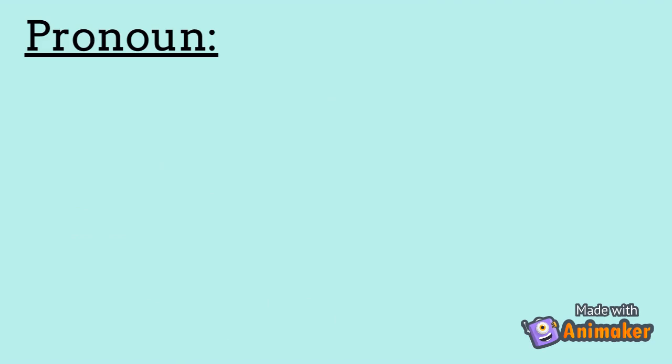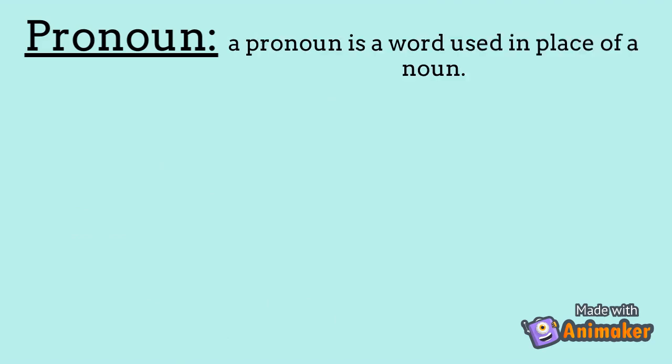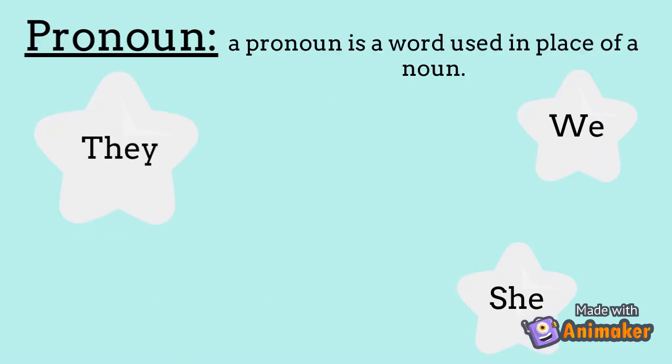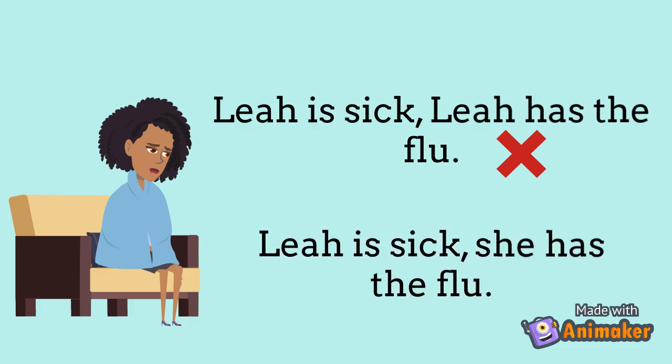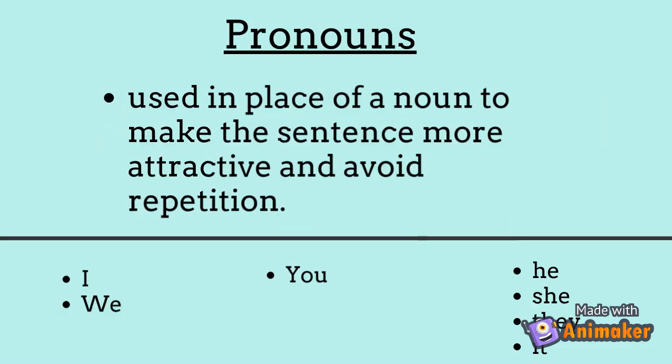Moving on to pronouns. A pronoun is a word used in place of a noun. They, she, we, it. These are all examples of pronouns. In this sentence, Leah is sick, Leah has the flu. This is not an ideal sentence because of the repetition of the nouns. However, if we say Leah is sick, she has the flu, it makes our sentence much more attractive. Here, she is the pronoun. So pronouns in general are words used in place of a noun to make our sentence more attractive and avoid repetition. Here's a list of pronouns if you want to study them.